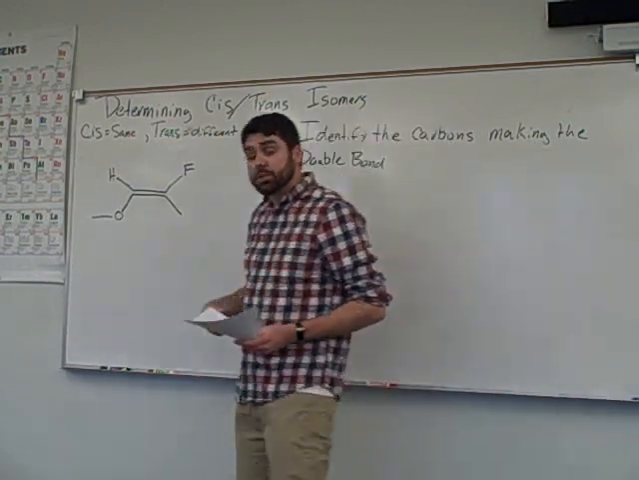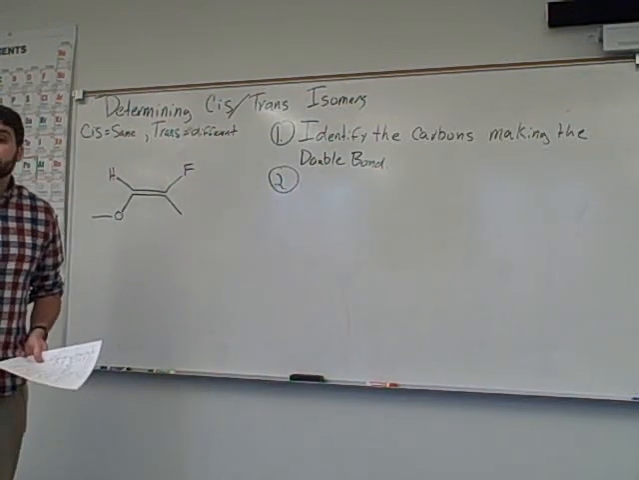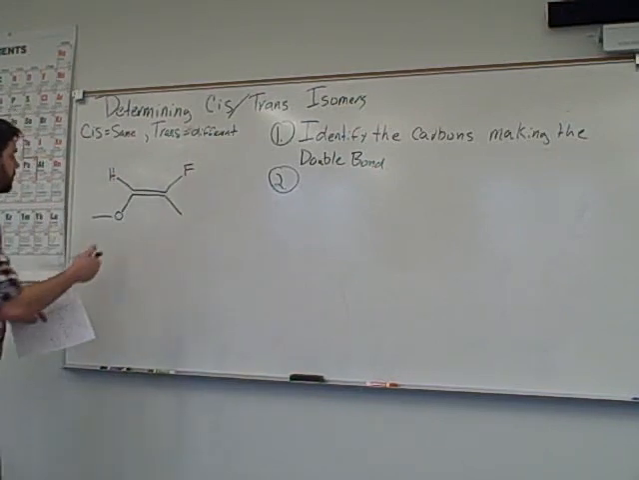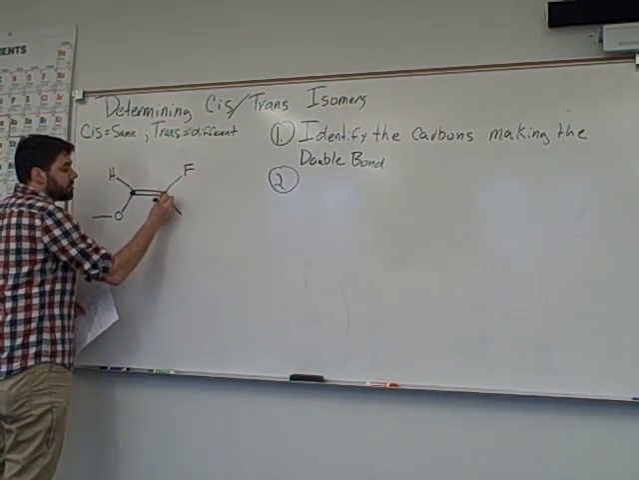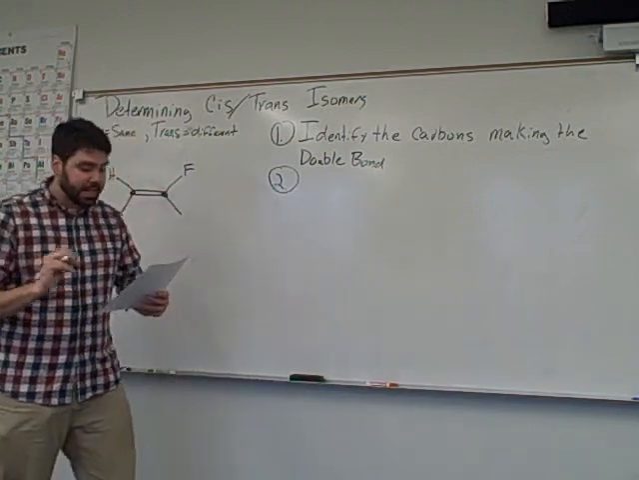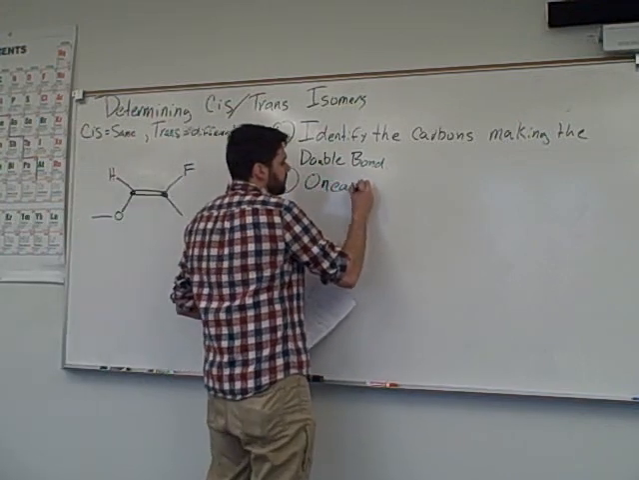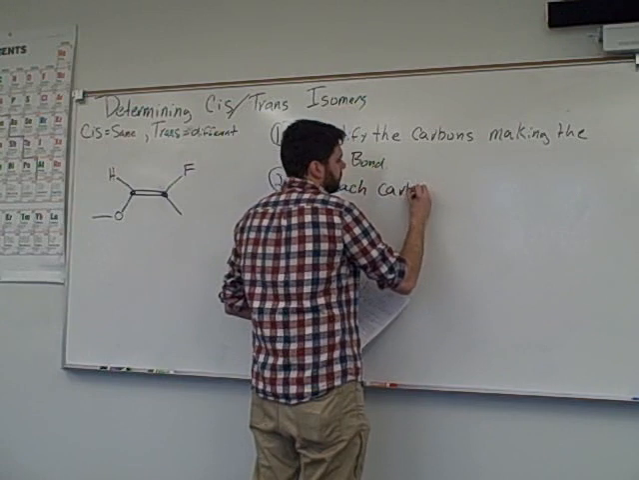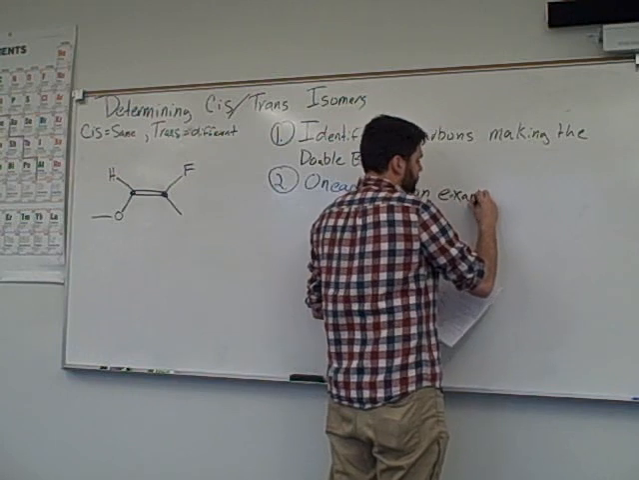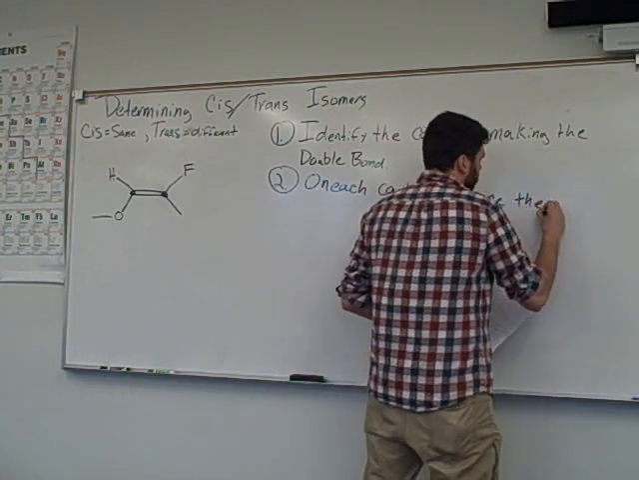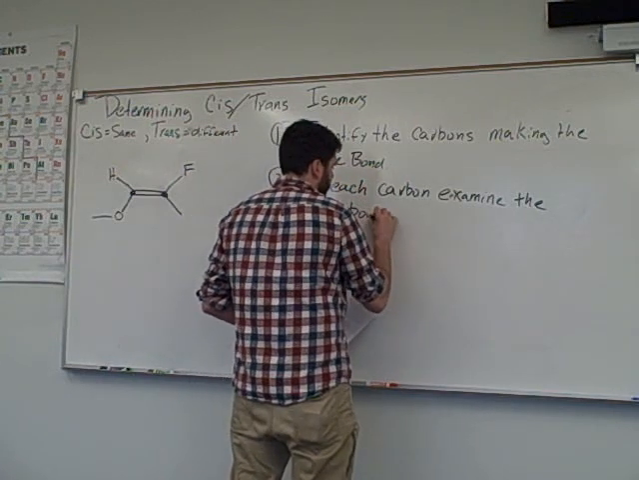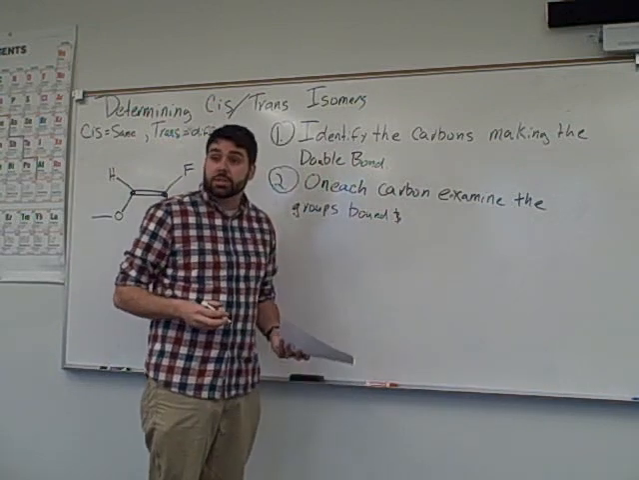So specifically, in the first step, you want to identify the carbons that compose the alkene, or the rigid plane. And what I like to do, honestly, is just make some little dots where those carbons are, just to remind myself which carbons we're most interested in. Okay, in the second step, on each carbon, examine the groups bound, and rank in terms of increasing priority.